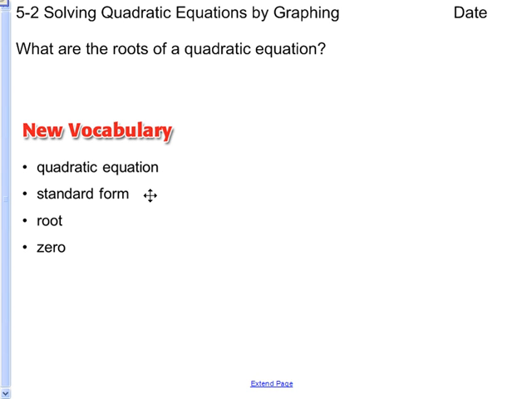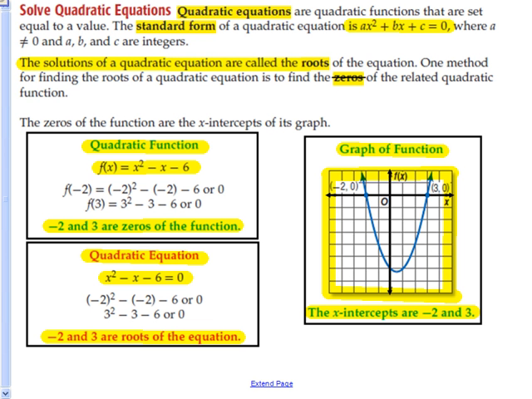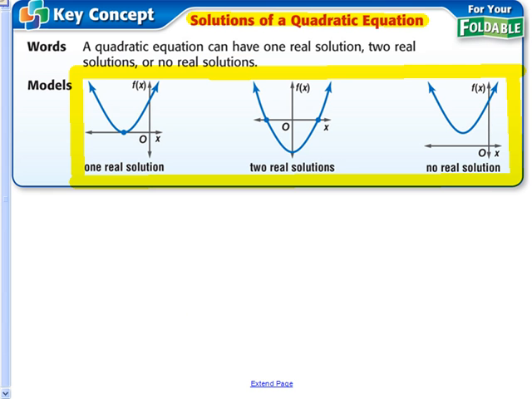Welcome to 5.2. Update your table of contents and your title page. Okay, the things highlighted in yellow you will want to copy down. Similar here. Copy down the 1 root, 2 roots, and no real roots.